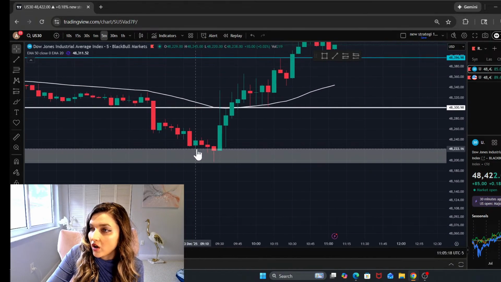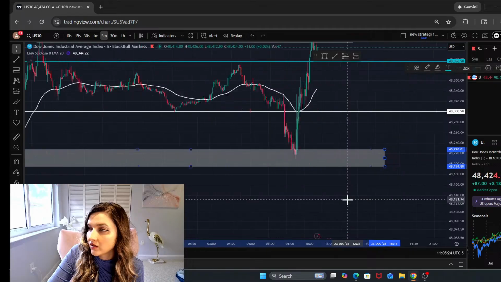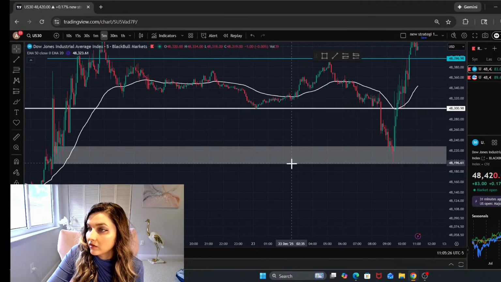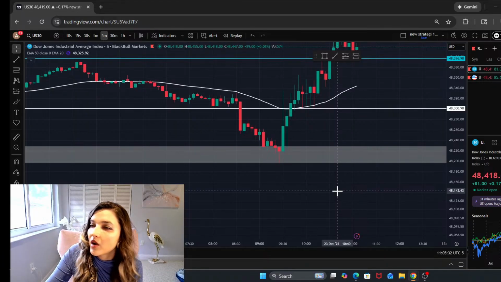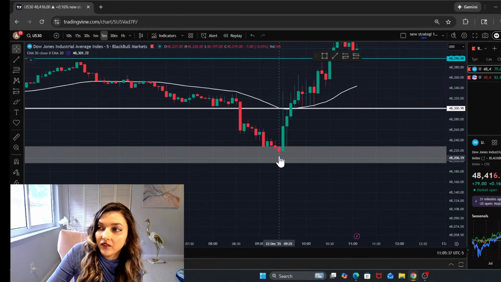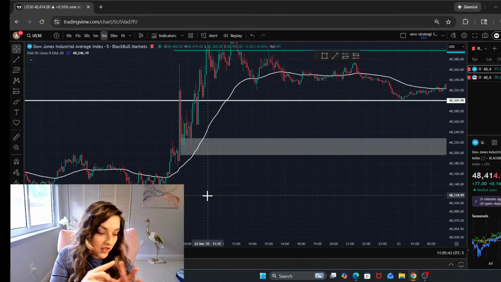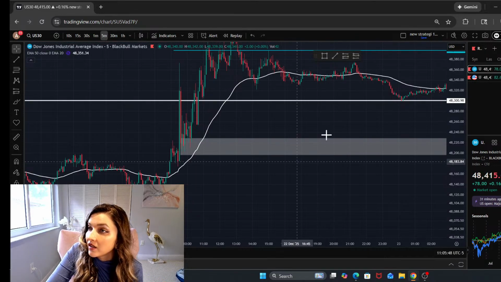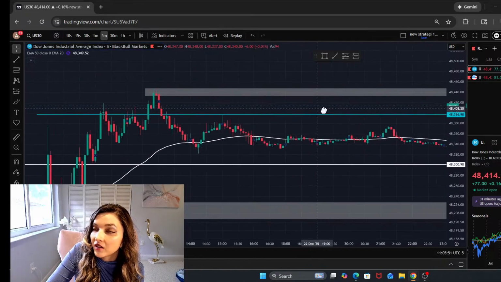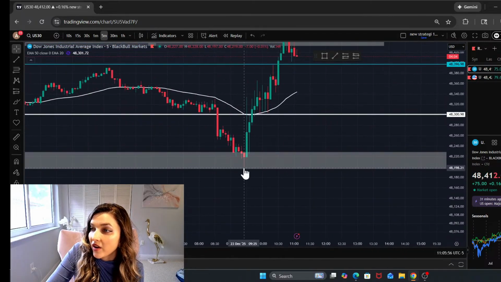Sometimes I just mark it in a rush. Like this one, the correct one will be like this here. But some people just mark the wick. This is just a candle that I marked. Sometimes the area is formed by 1, 2, or 3 candles. This area right here is 1 candle. You can see this candle. This area right here is 1 candle.